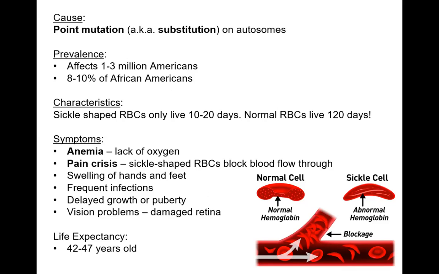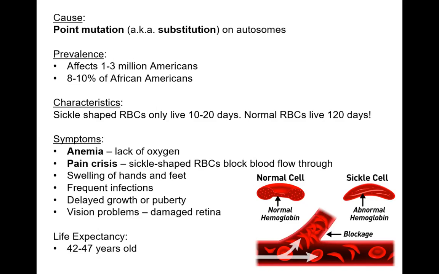Now, the problem that we're having is that when the hemoglobin and the shape of the red blood cell changes, this red blood cell that has a sickle shape can only live for about 10 to 20 days, as opposed to 120 days in a normal red blood cell. Some of the symptoms that these individuals would have include anemia, which is a lack of oxygen. They tend to have pain crises, which means that the red blood cells have a tendency to easily create a blockage in a blood vessel.